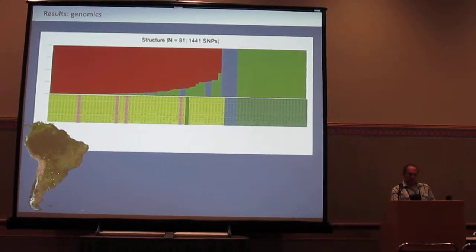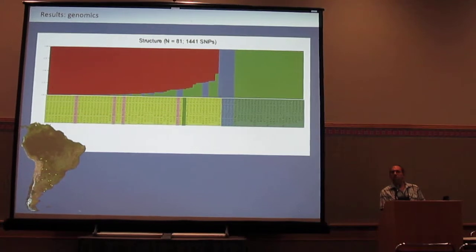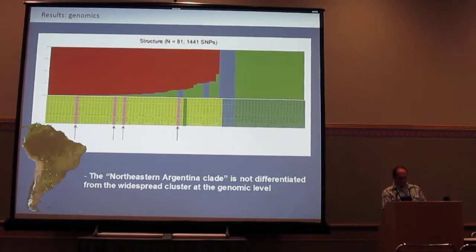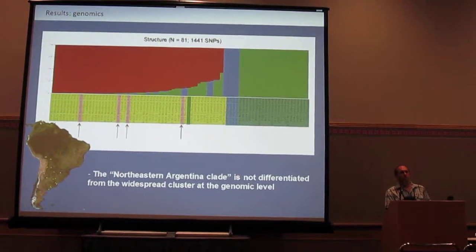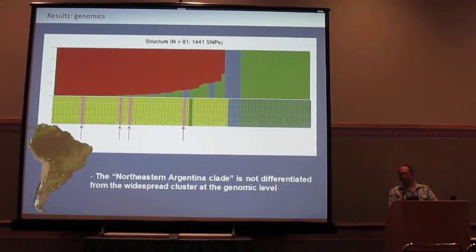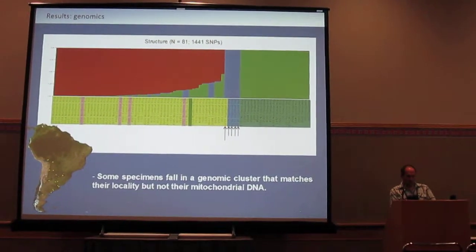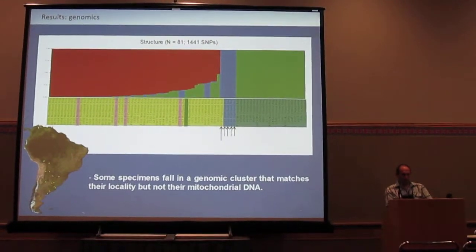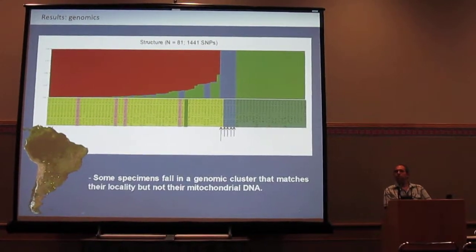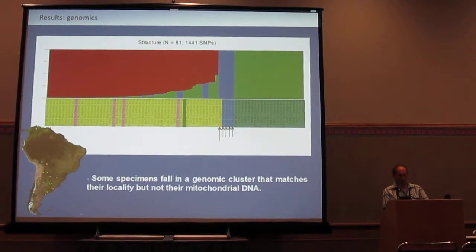Again here, if we concentrate on the mitochondrial lineage to which each of these individuals belonged, we can see that the 4 specimens that showed this different mitochondrial lineage cannot be distinguished based on their genomic DNA. And again, we can see also the presence of some specimens that fall in a genomic cluster that is consistent with their locality, but different to what mitochondrial DNA would have indicated on its own.